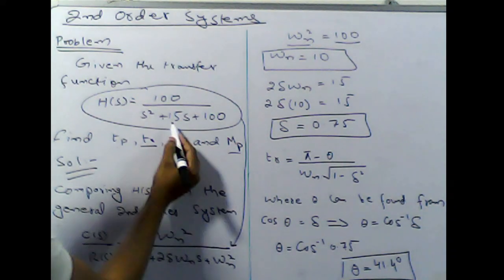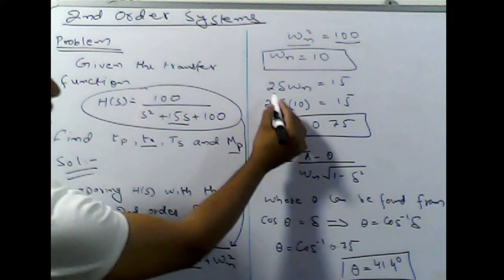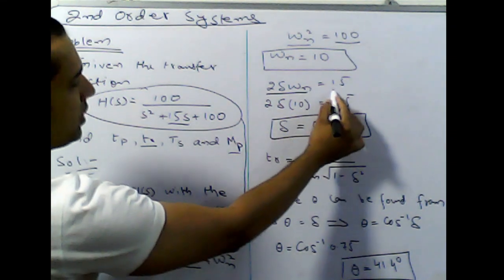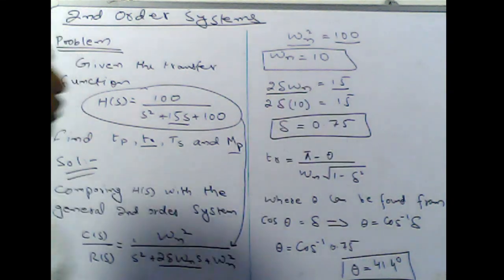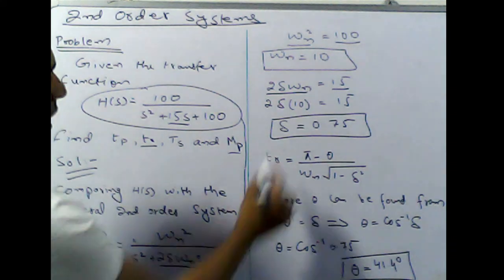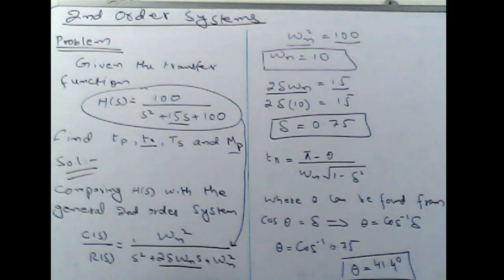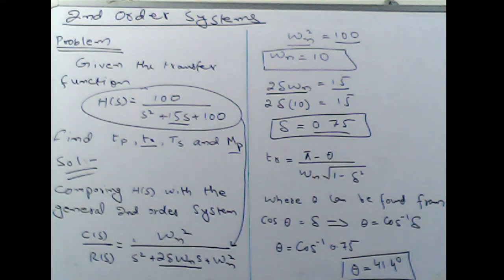Similarly, if we compare this 15 of s with this 2 zeta omega n of s, we can say 2 zeta omega n is equal to 15. We already know the value of omega n, so we can put omega n is equal to 10 here, and from here we can find zeta, which is equal to 0.75.